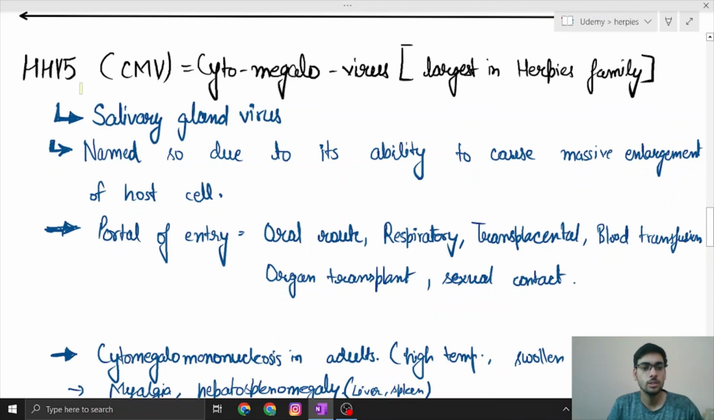Now we will talk about HHV5, which is human herpes virus type 5, commonly known as cytomegalovirus. Cyto means cell, megalo means enlargement, and virus is virus itself. This causes massive enlargement of the host cell. This is the largest herpes virus in the family, even among the other herpes viruses out of those 8. We also call this virus a salivary gland virus.